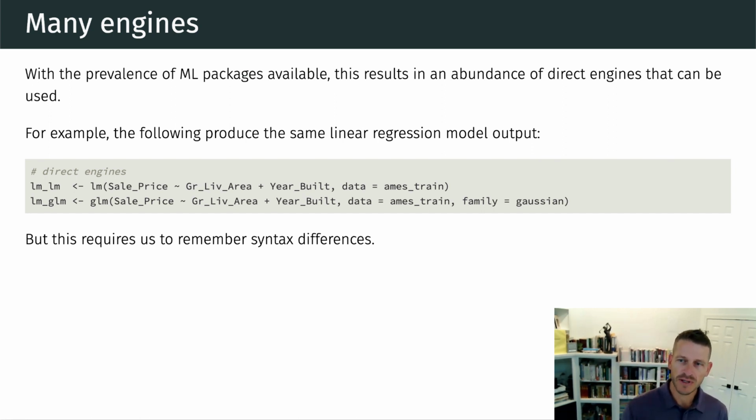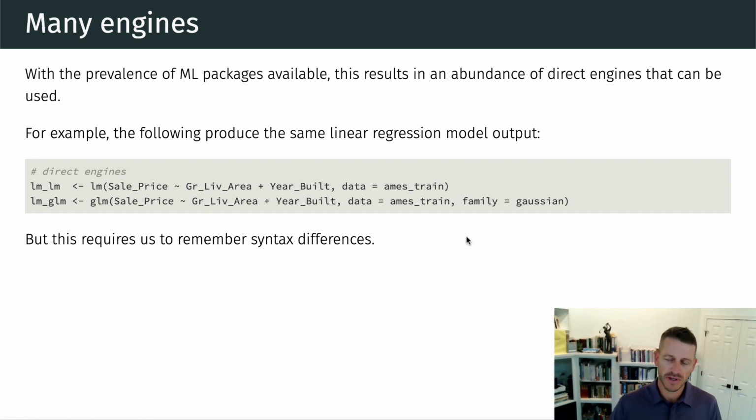So here we see on this slide, if we wanted to just create a simple linear regression model, we actually have multiple different ways, but here's two ways that we could do this. We could use the LM function from the LM package, or we could use the GLM function from the GLM package, and we could create a linear model, and this actually produces the exact same linear model, but you can see we have a slight difference in syntax. One requires us to pass this family equals Gaussian, the other one does not, okay?